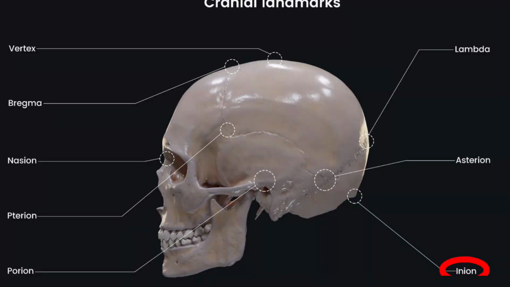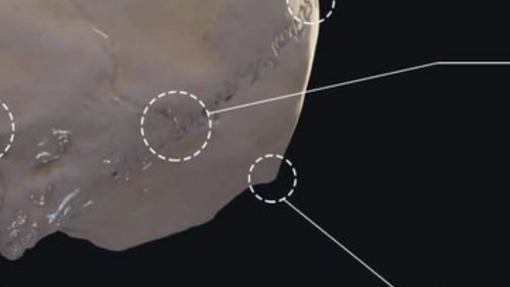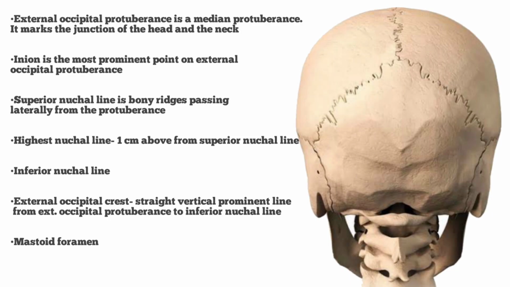Inion is the most prominent point on the external occipital protuberance. The superior nuchal line is a bony ridge passing laterally from the protuberance. The highest nuchal line is 1 cm above the superior nuchal line. Then the inferior nuchal line. The external occipital crest is a straight vertical prominent line extending from the occipital protuberance to the inferior nuchal line. Also seen are the mastoid foramen, lambda, parietal foramen, and obelion.